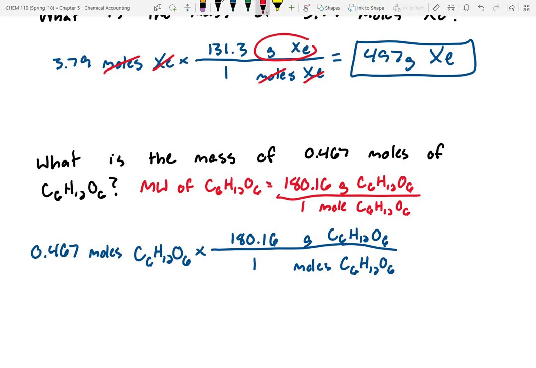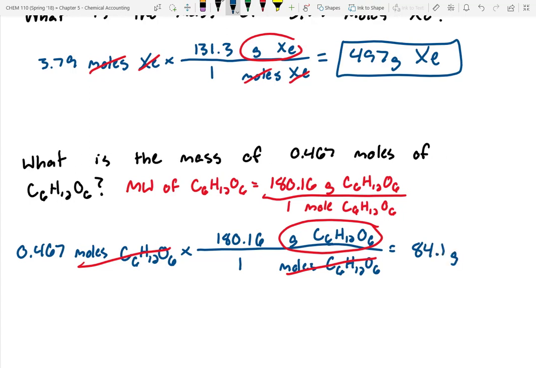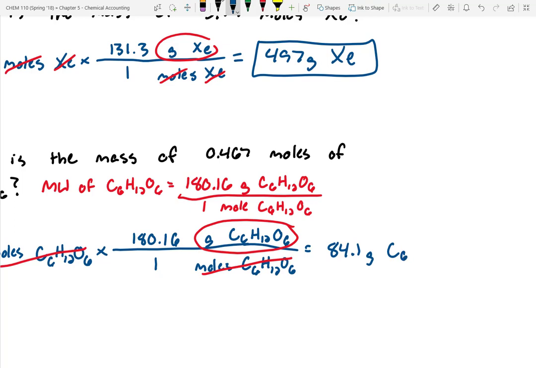So just like before, we're going to cancel out moles, and we'll be left with grams, which for this one is giving me a final answer of 84.1 grams of glucose, which is C6H12O6.